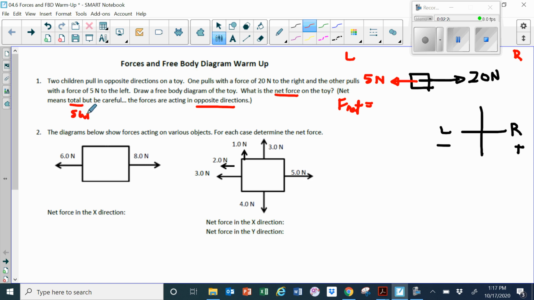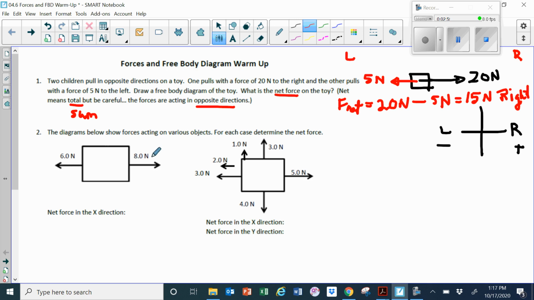So if I wanted to sum these up, net means total or sum. So if I want to sum these up, then it's going to be 20 newtons to the right, and the 5 newtons to the left is minus 5 newtons. Okay? And so the net force is going to be 15 newtons, and since it's positive, it's going to be to the right.